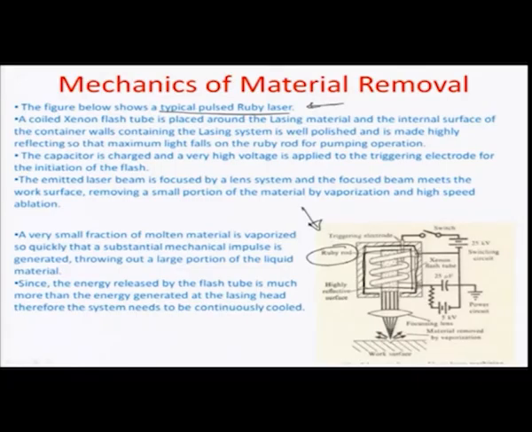The capacitor right here is charged to a very high voltage, and that is applied to the triggering electrode, which leads to the primary excitation in the xenon flash tube. And once the xenon flash tube flashes and sends photons out, it creates a population inversion in the ruby medium.